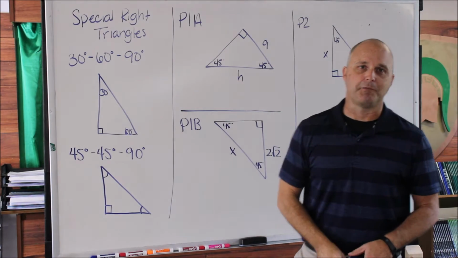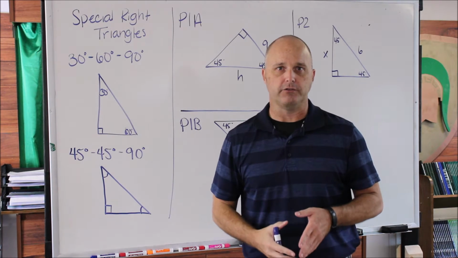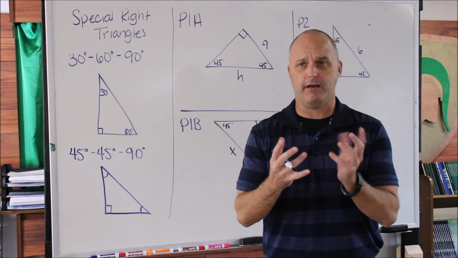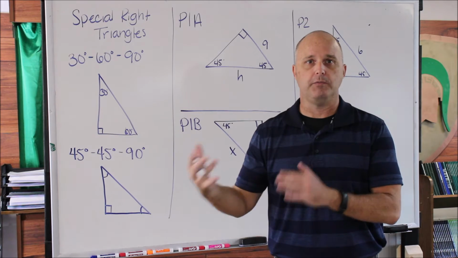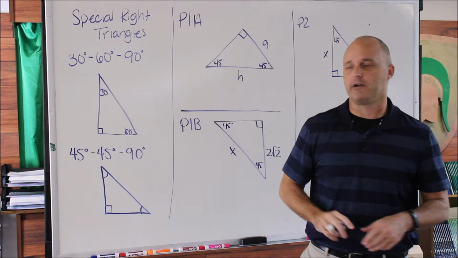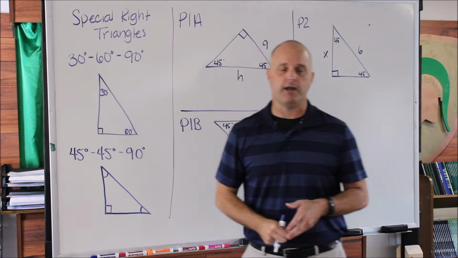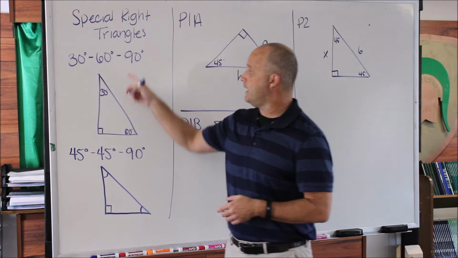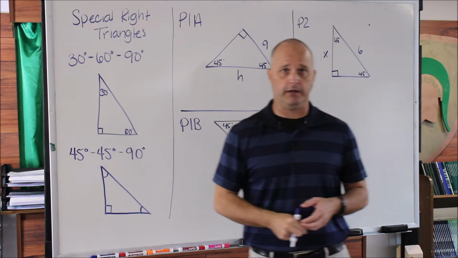Another very important concept that you're going to need to know for your SATs is the idea of special right triangles. Special right triangles are right triangles that have certain proportional rules that are going to be applied every single time that you see one of them. The two special right triangles that you need to know are called 30-60-90 and 45-45-90. The reason they're called these is because of their angles. A 30-60-90 has one 30-degree angle, one 60-degree angle, and one 90-degree angle.